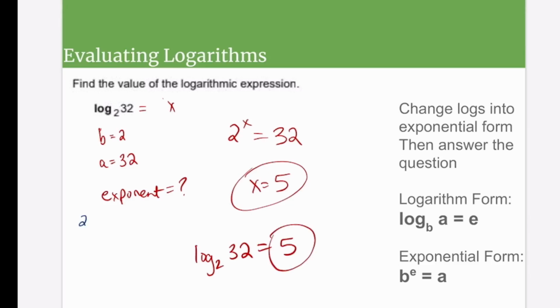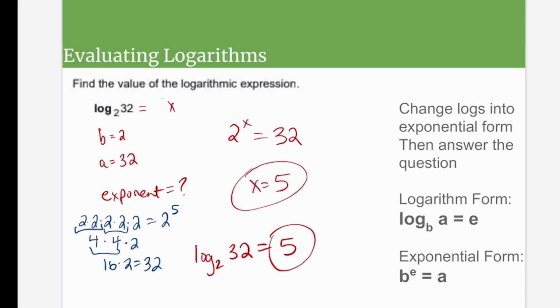If you multiply 2 to the 5th power, 2 times 2 is 4, 4 times 4 is 16, 16 times 2, that's where you get the 32. So that's how you simplify that one.